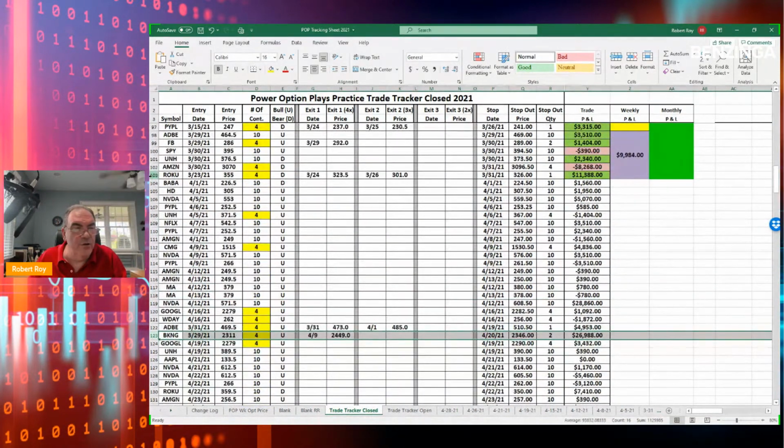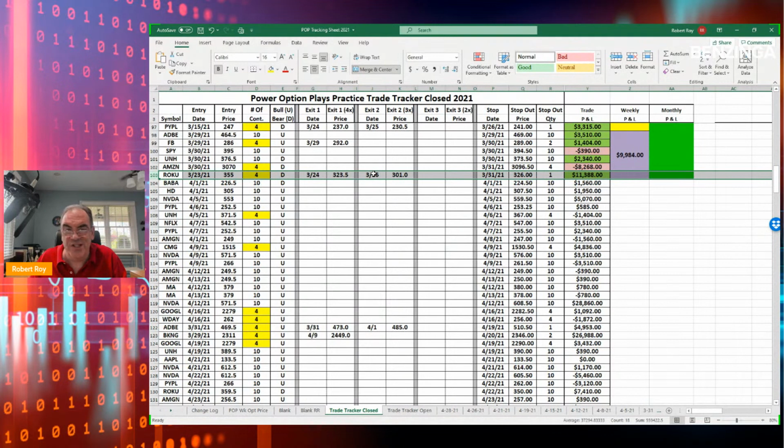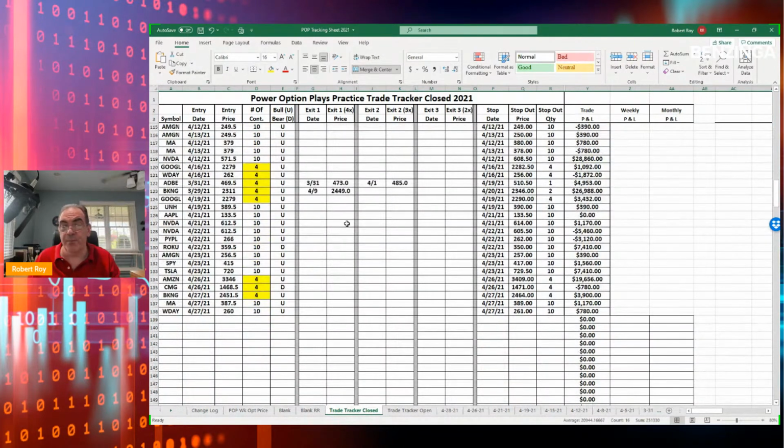If you look here, here's Roku. We got in on the 23rd. First exit's the 24th. Second exit's the 26th. Last exit's the 31st. All right? Here is Facebook. We got in on the 29th. We got out on the 29th. We got stopped out of our last contracts on the 30th. My goal is not to be long-term before I hit a profit. My goal is to try to take profit within the first 2 to 3 days on my first exit.